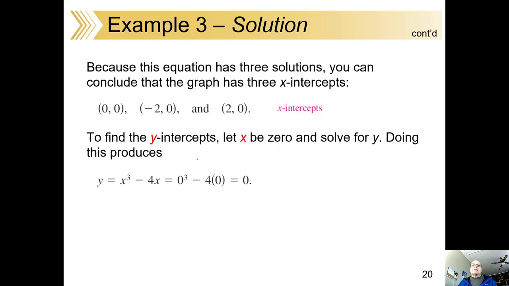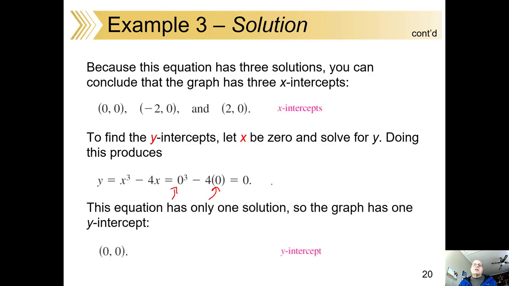If you want the y-intercepts, let the x be 0. So in this case, we take the original equation and put the zeros in where the x was. And very simply, this gives you 0, and this gives you 0, subtract, you still get 0. So you've only got one solution for that equation, so you've got one y-intercept at the origin in particular.